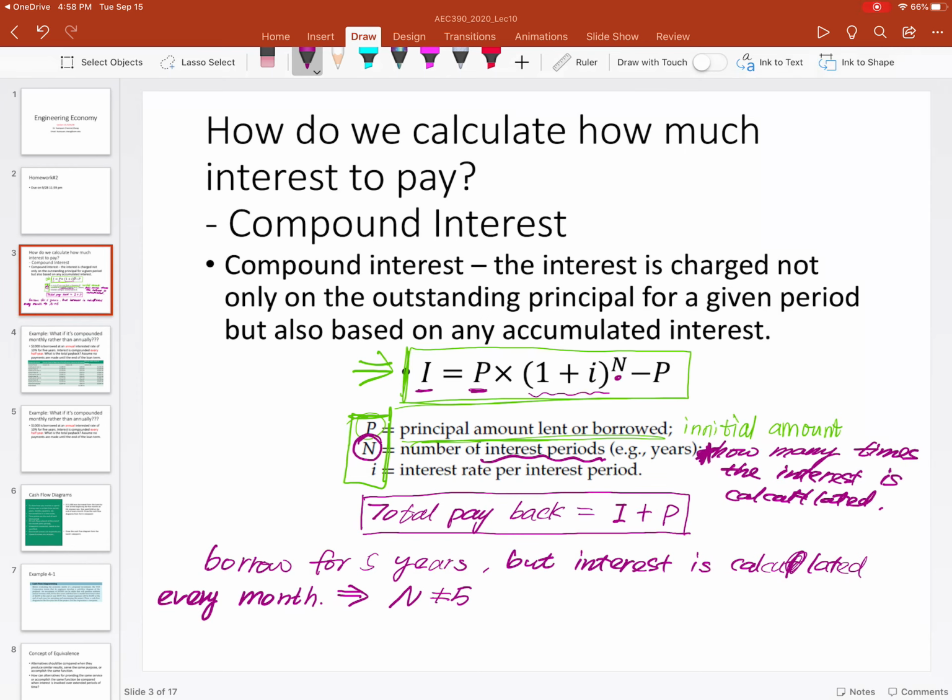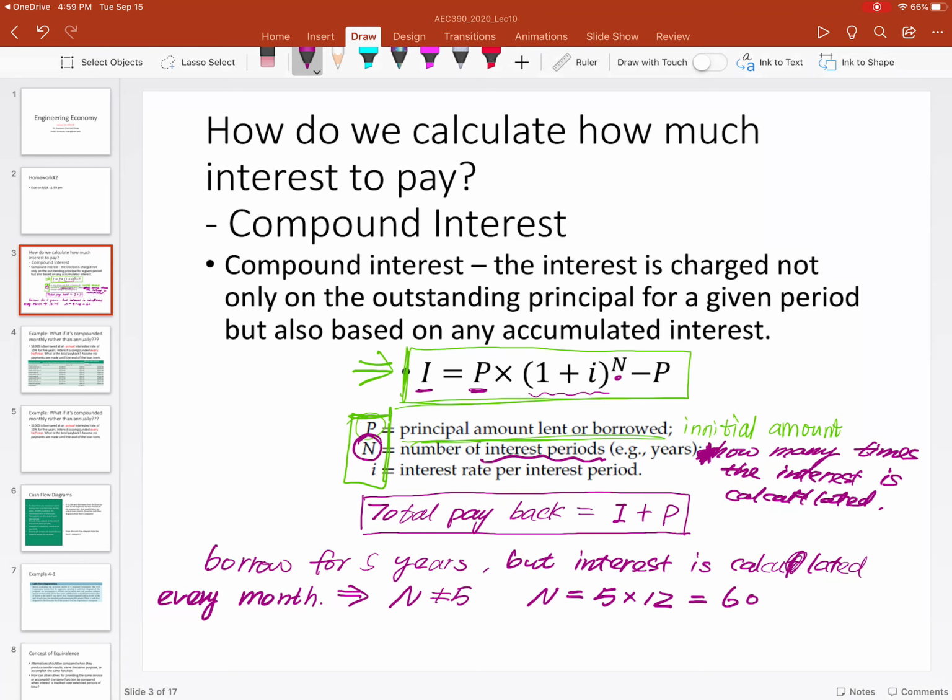Actually, this is the real definition of n. In this case, you borrow the money for 5 years, but interest is calculated every month. So you count how many times the interest is calculated during the 5 years. That's very obvious. You got 5 years, and every year you got 12 months. So actually your n is gonna be 60 instead of 5.